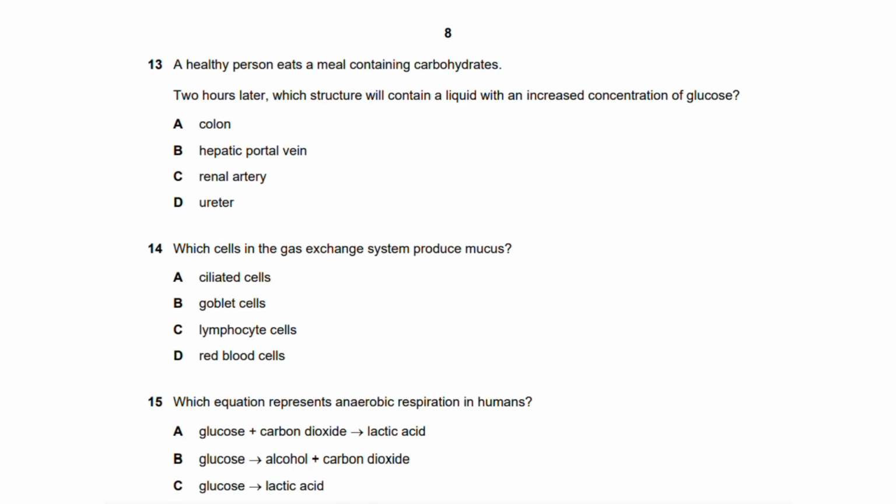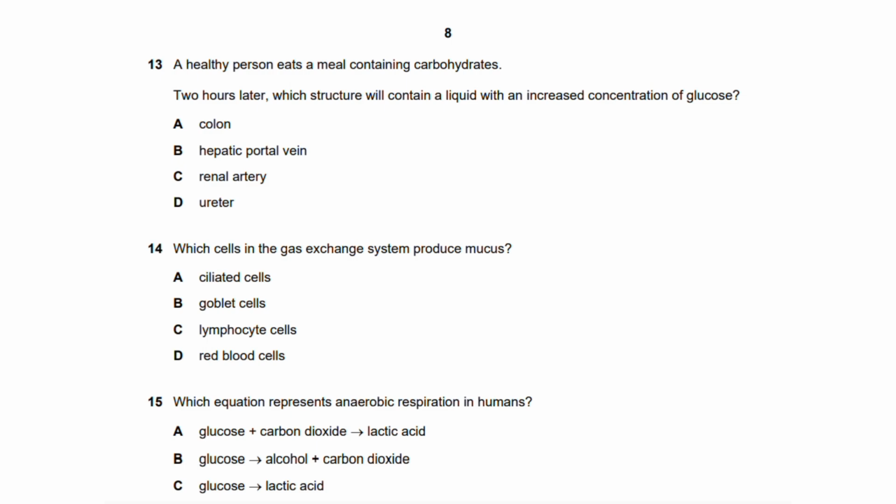So let's move on to question number 13. It states that a healthy person eats a meal containing carbohydrates. 2 hours later, which structure will contain a liquid with an increased concentration of glucose? So we have colon, we have hepatic portal vein, we have renal artery, and the ureter.